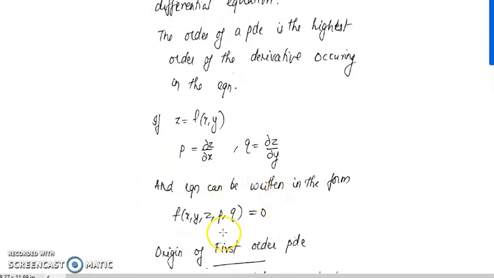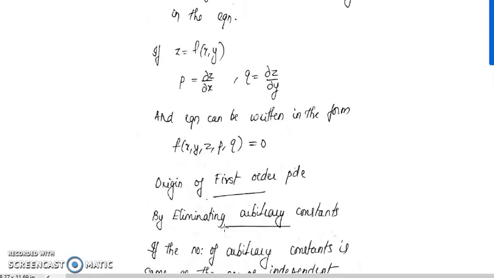A partial differential equation of first order can be put in the form f of x, y, z, p, q. So this is how we represent a partial differential equation. That's an equation involving x, y, z, then the first order partial derivatives p and q. In today's class we will see how to form a partial differential equation.